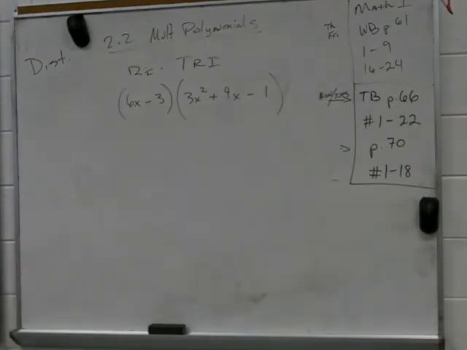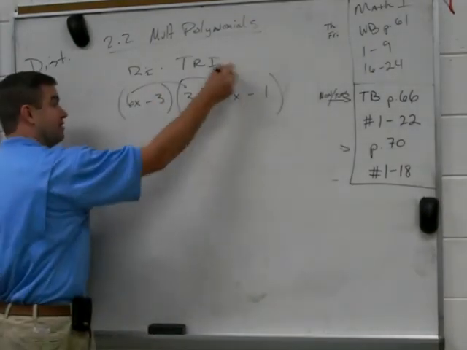First step. What do we do? What method are we using? Distributive method. What are we going to distribute? The first step, 6x. How many places do I have to multiply the 6x? 3 places. It's got to go there, there, and there.